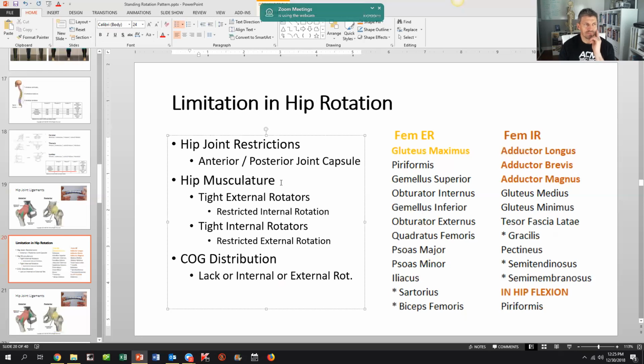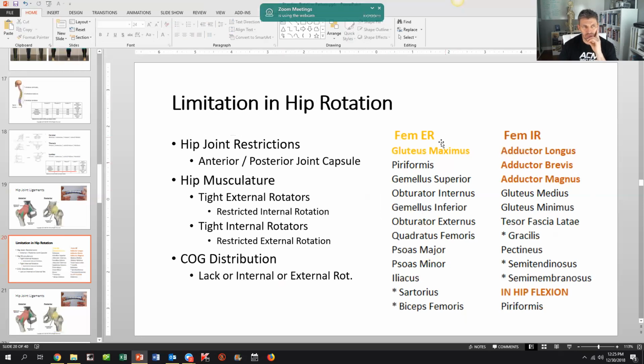Posterior joint capsule. The hip musculature, we'll talk about that. And then obviously the center of gravity distribution, the lack of internal external rotation. The center of gravity distribution could actually be straightforward, a core stability problem, but we don't want to assume that until we've really identified this.